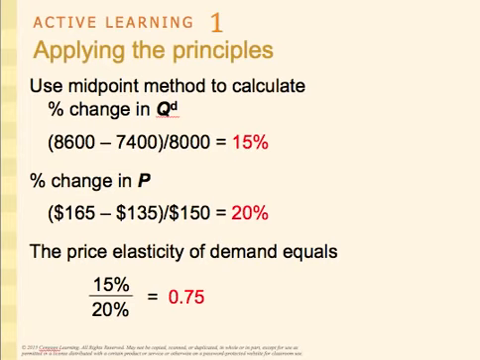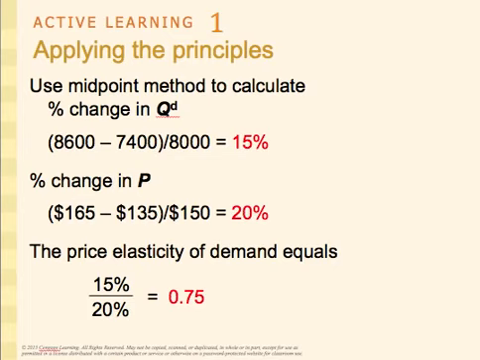So we're going to apply our midpoint method here to calculate the percentage change in quantity demanded. 8,600, the end quantity demanded, minus 7,400 divided by the midpoint, which is 8,000, is a 15% change. So again, notice here that the ending quantity demanded is 8,600, the starting quantity demanded is 7,400. So obviously we must be talking about a price decrease here from 165 to 135.